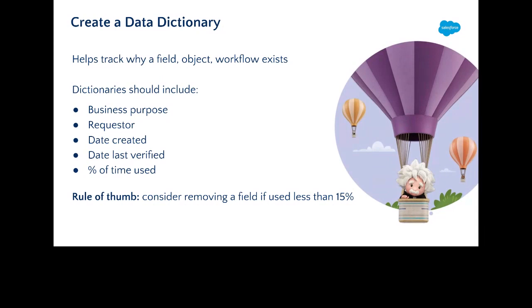This dictionary should include all of the business purposes: why we created this object, why we created this automation. The requester as well, that is, who requested it. There are many people managing your org in your company, so you should add who requested it, either the system admins or someone else. So if it is not getting used anymore, you can go back to the requester and make sure they are also not using it, so that you can feel free to remove it.